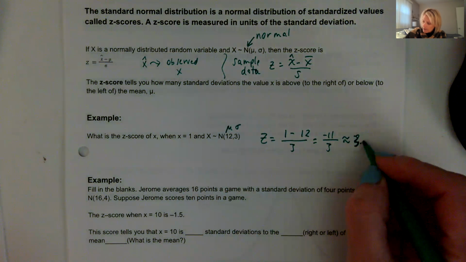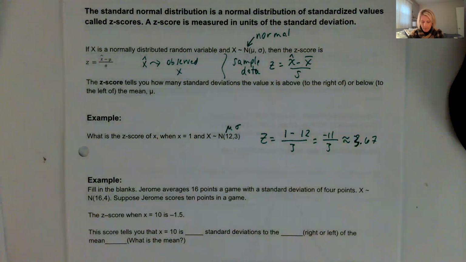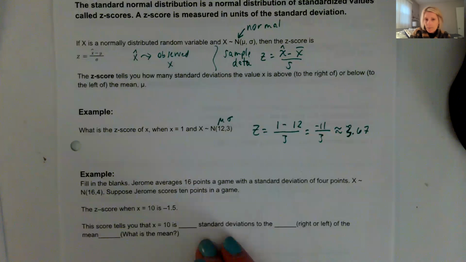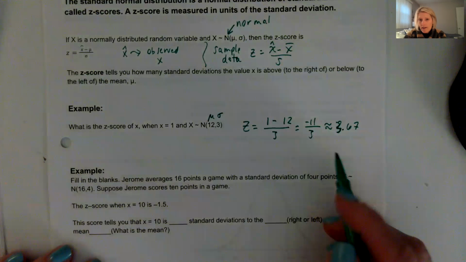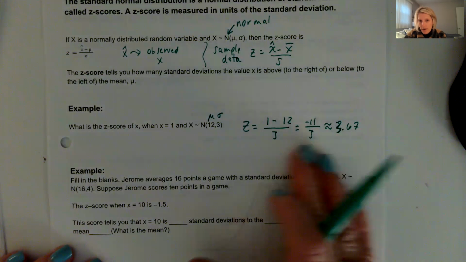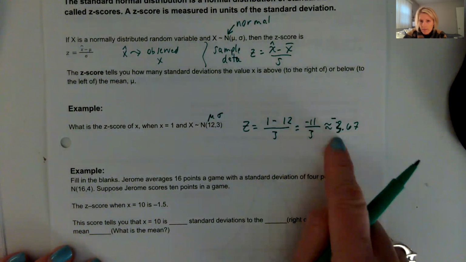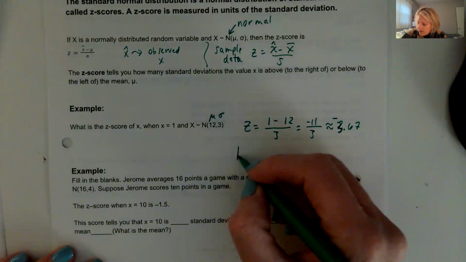So 3.67. And then if we remember, when we go back to the empirical rule, that is very unusual. It's very far from the mean, and it's negative. So underneath the mean, so it's to the left.